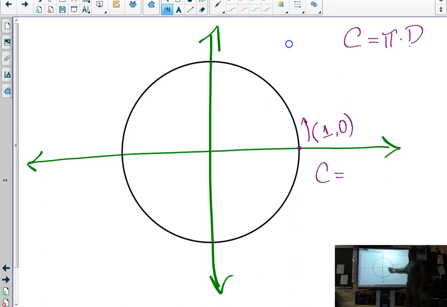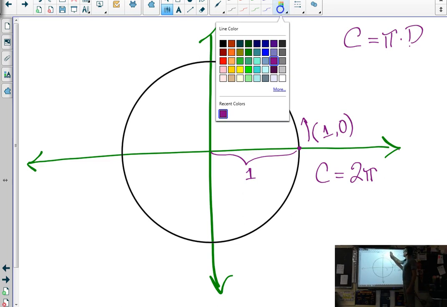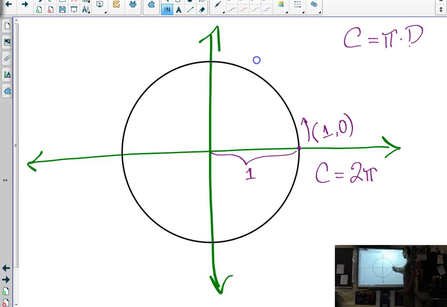So, pi times diameter. Well, if this is at (1, 0), then what is the radius of my circle? 1, which means my diameter is 2, which means my circumference here is 2 pi. This unit circle then can be broken up. If I know that the distance traveled was 2 pi, then this distance traveled from here just around to this point would only be a single pi.